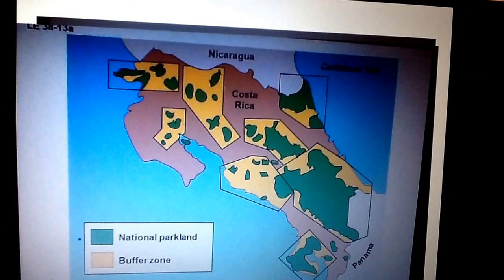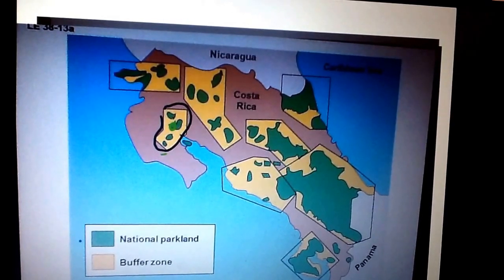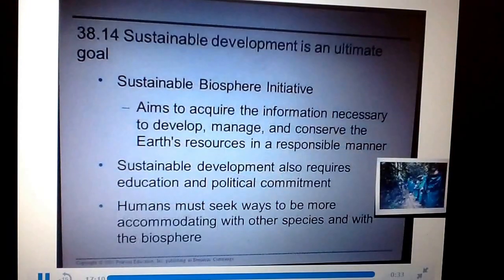All of these green areas are national park lands, and the areas around them are buffer zones. So the area in yellow is a buffer zone. I'm going to highlight it right here. That's simply saying we're not going to develop there because it's too close to contact with the national park land. It's taking a step in the right direction.